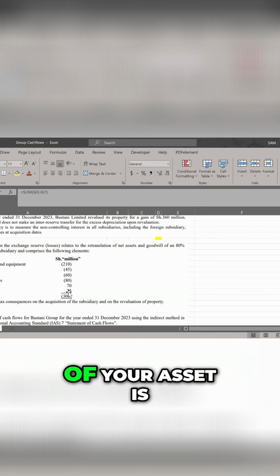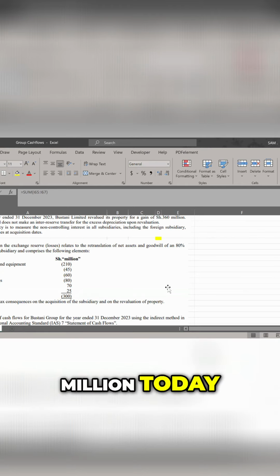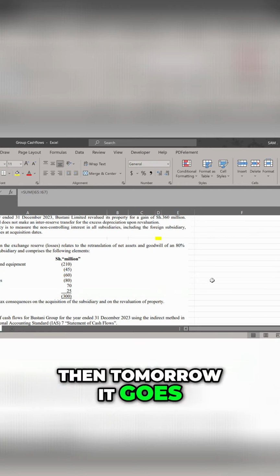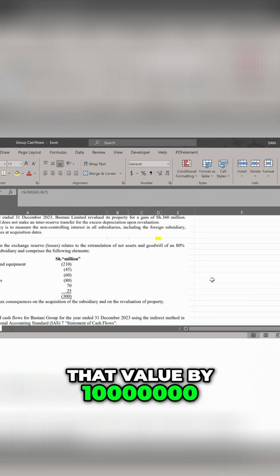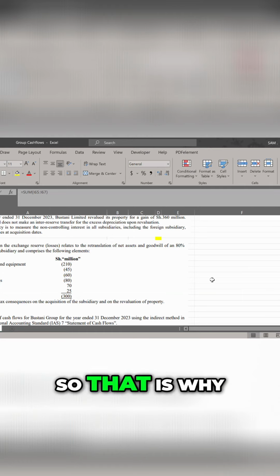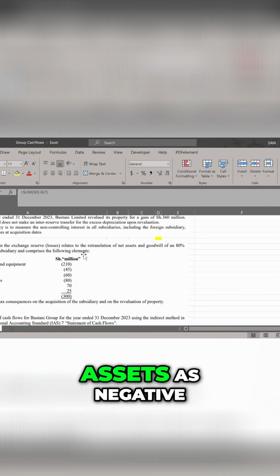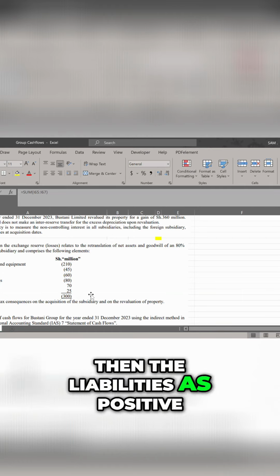But if the value of your asset is 210 million today, then tomorrow it goes down to, for example, 200 million, you have lost in that value by 10 million. So that is why they've brought in these assets as negative, and the liabilities as positive.